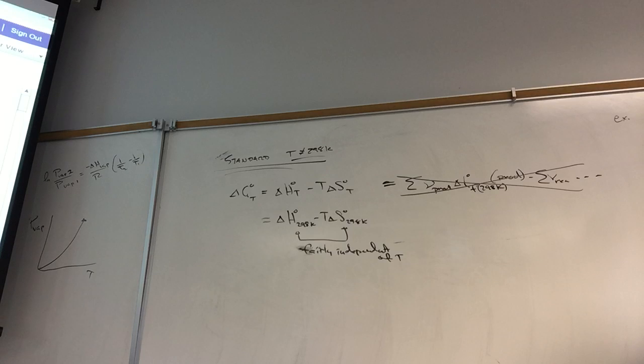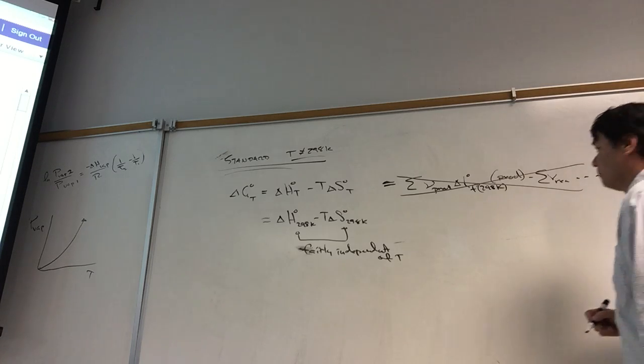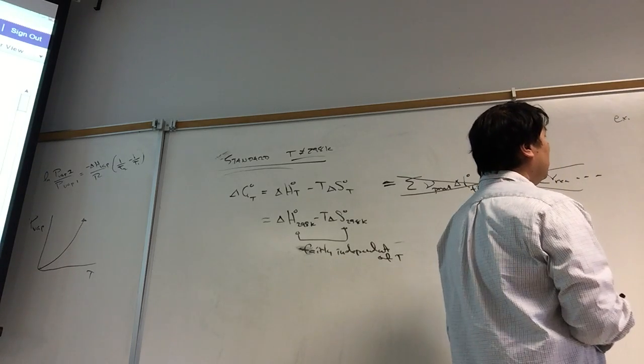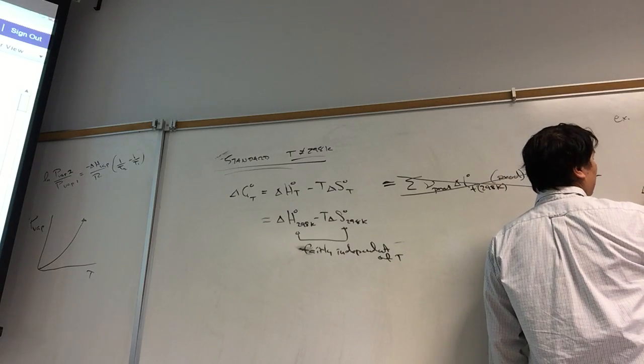Let's say that delta H naught at 298 Kelvin is equal to plus 153 kilojoules per mole. And let's say that delta S naught at 298 Kelvin is equal to minus 113 joules per mole Kelvin. Okay, so what is delta G naught at 298 Kelvin?